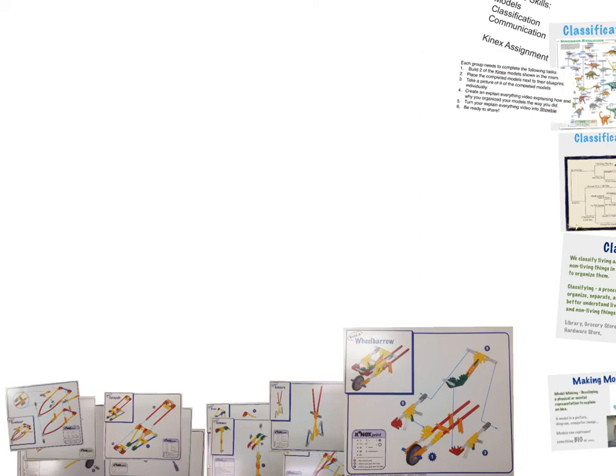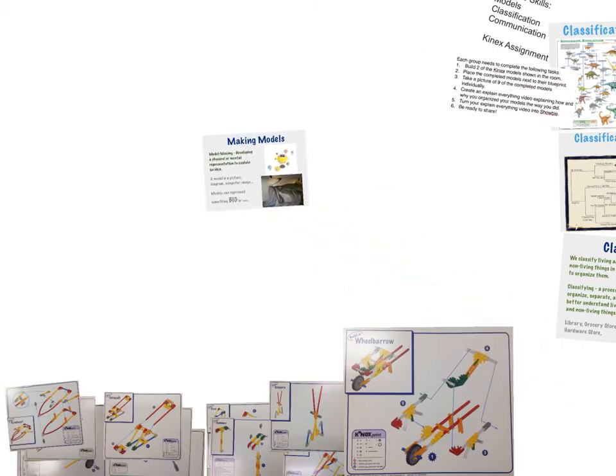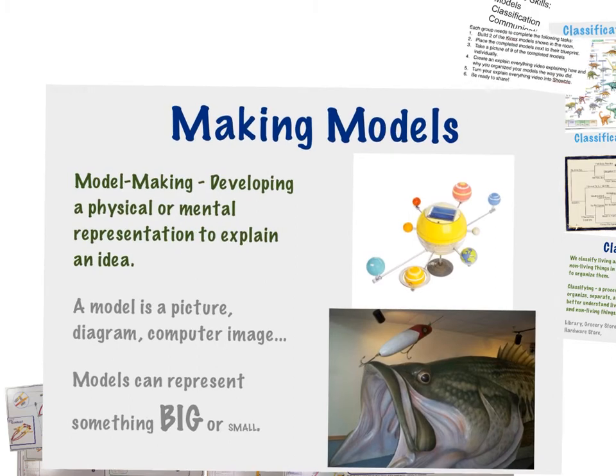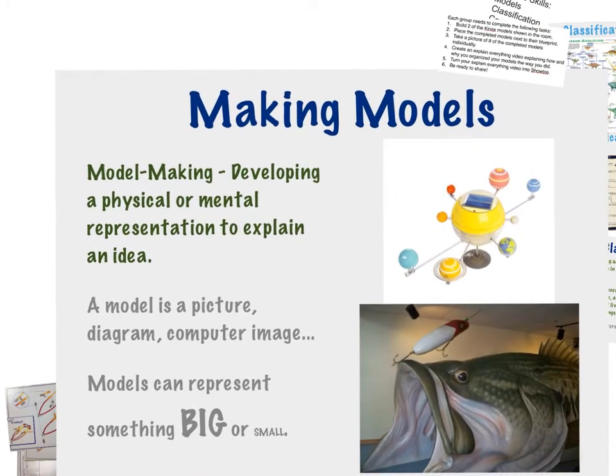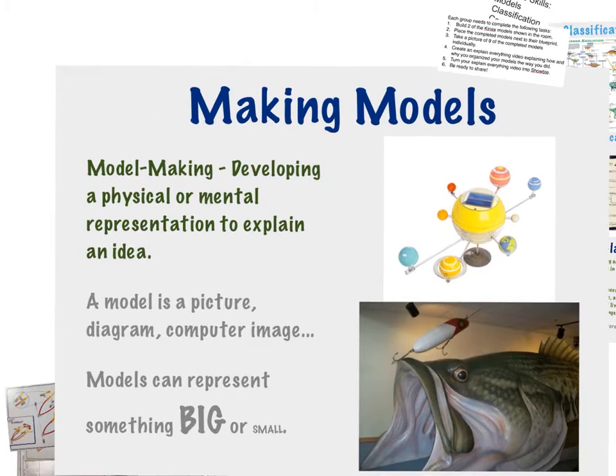Those are the steps. So what are we doing in terms of science? The first thing you're going to do is focus on the science part of this, or the process skills, which is making models. Model making or making models means developing a physical or mental representation to explain an idea. A model can be a picture, diagram, or a computer image. Models can be really big or really, really small. So you've all probably seen solar system models and maybe a model of a fish. If you look to the left of the classroom over by the bike, you can see a model of a fish, just like you see in this picture.